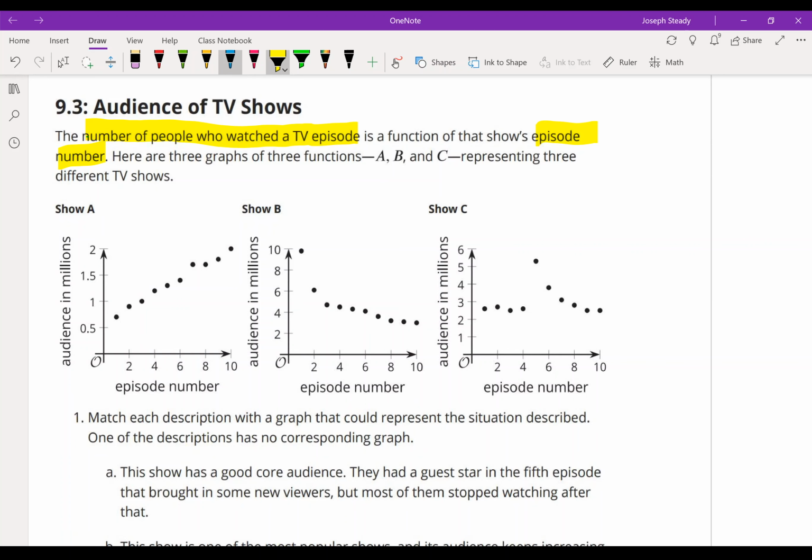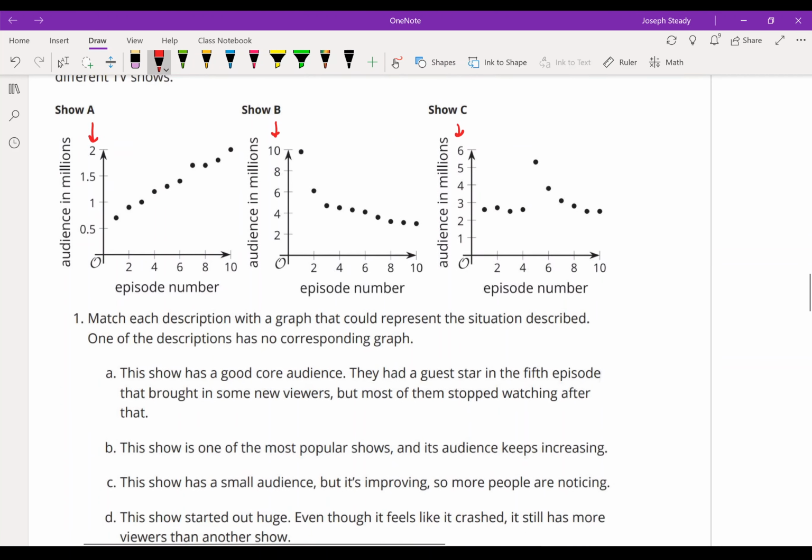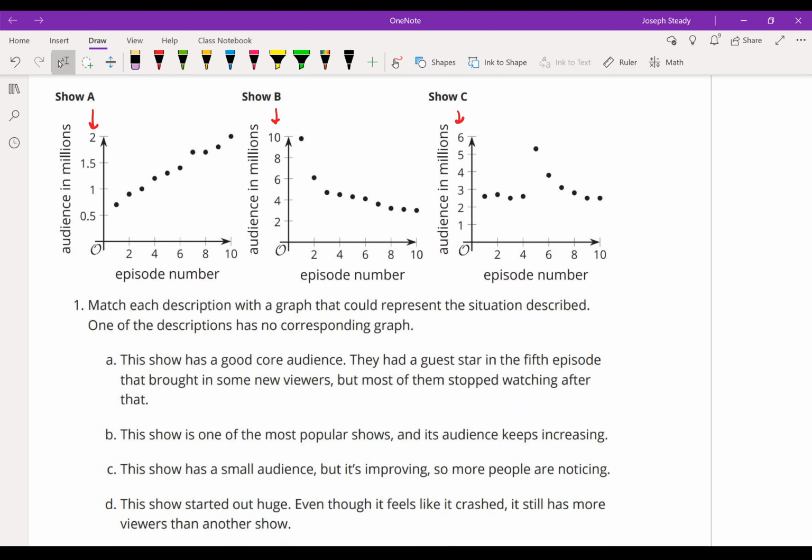Now the first thing I want to point out in this problem, because I actually almost missed it the first time around, is that these y-axis numbers are different on each graph. So we're going to have to be very careful about paying attention to that when we go through these problems here. But our goal here is to match one of these descriptions to one of these graphs. And there's one description that doesn't fit with anything.